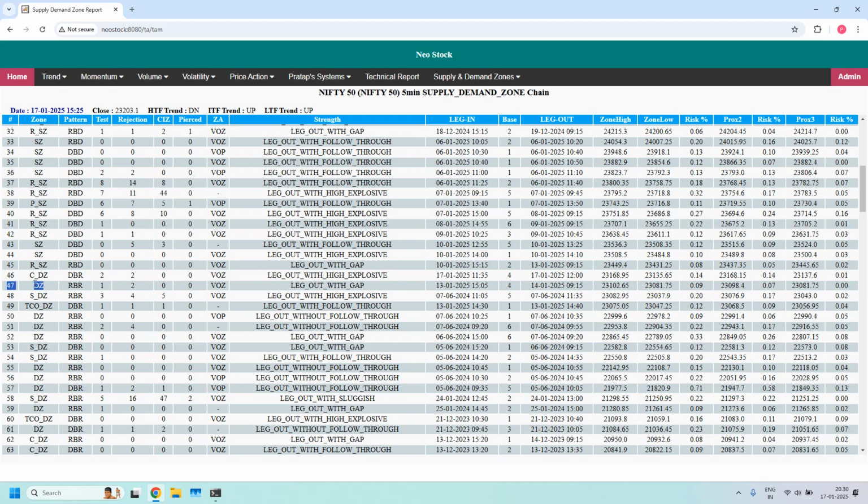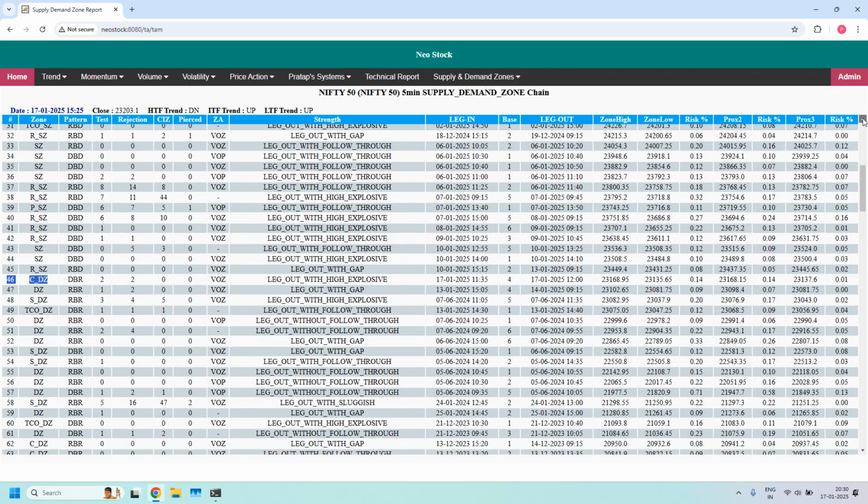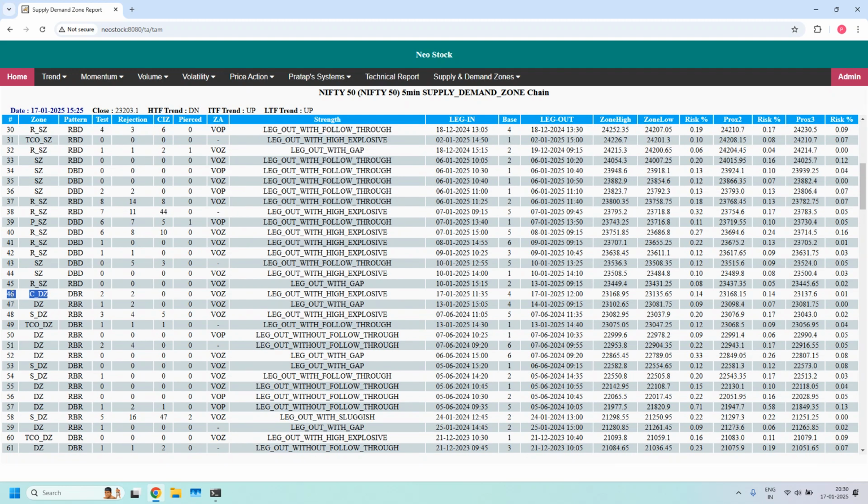Remember, 47 is the nearest demand zone, 46 is the nearest, sorry for my mistake. So 46 is the nearest demand zone and 45 is the nearest supply zone to the current price. So this is a Nifty supply demand zone chain.